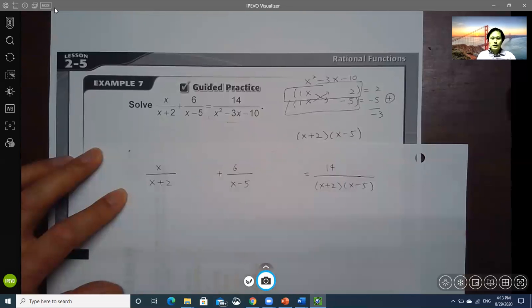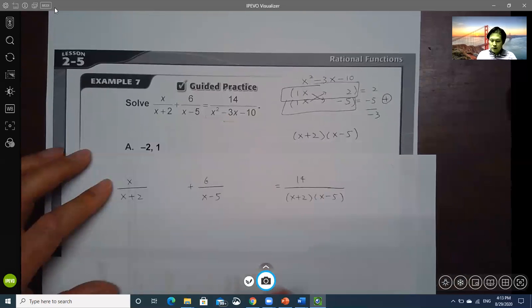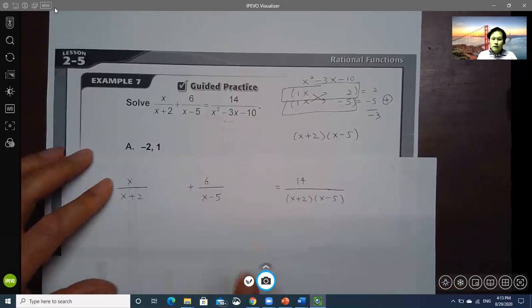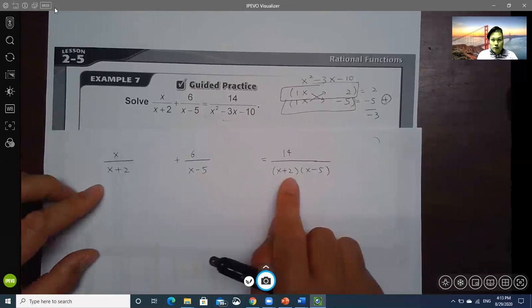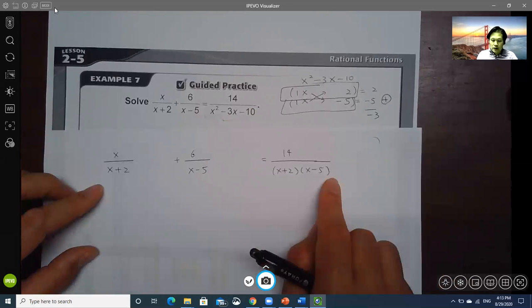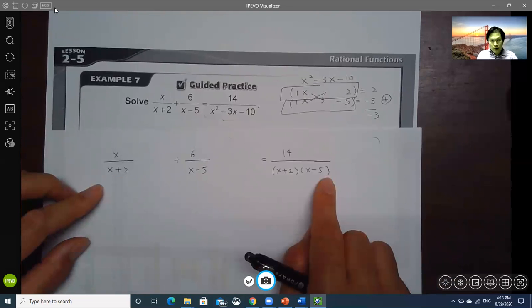I intentionally gave some space between. Why? First move I'm going to make is get rid of all the denominator by multiplying by least common multiple of all denominators. So think about it.